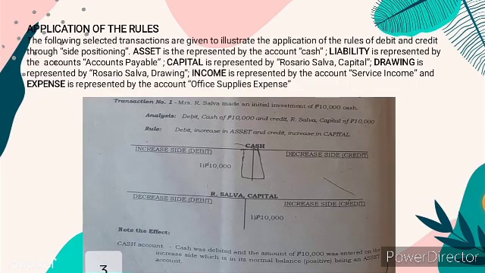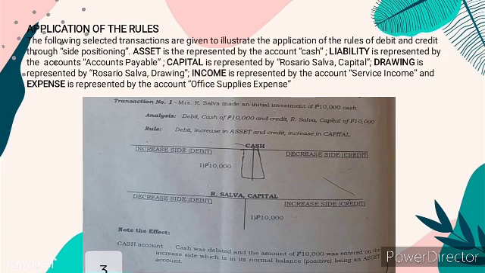Application of the rules. The following selected transactions are given to illustrate the application of the rules of debit and credit through side positioning. Debit is an entry made on the left side. As you can see in the picture, the debit is on the left side, while the credit is an entry made on the right side. You can see in the picture that the credit is placed on the right side. This is called side positioning: the debit is on the left side, then the credit is on the right side.